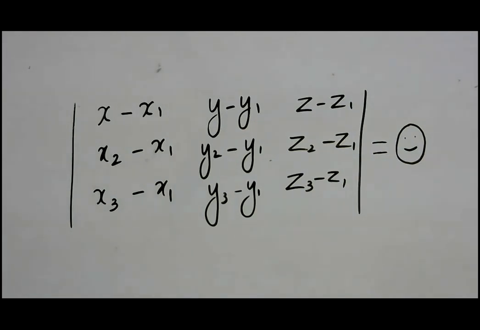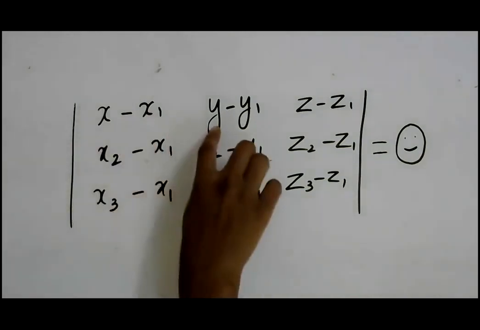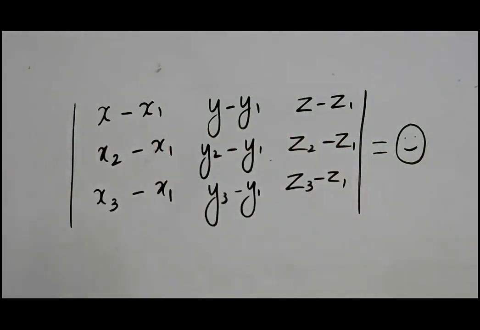So we have the point A, x1, y1, z1. We have the point B, x2, y2, z2. We have the point C, x3, y3, z3. On substituting the values here, we have the variables x, y, and z. So substituting those points here, we can generate the equation of the plane just from these three given points which lie on the plane.